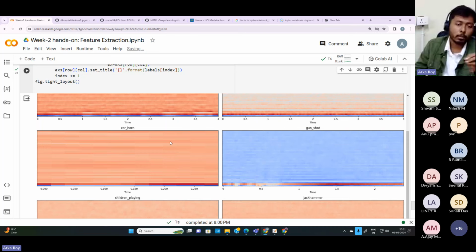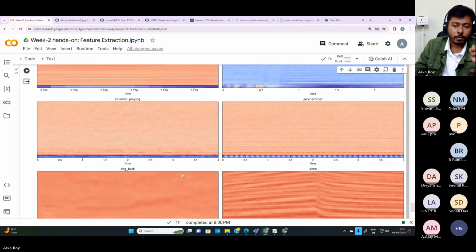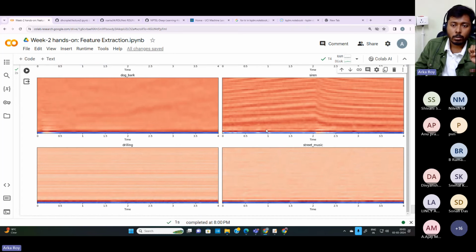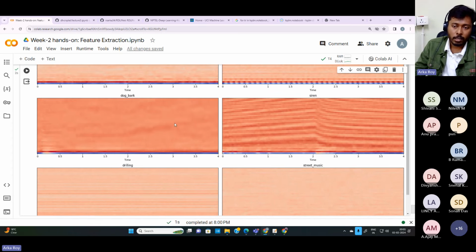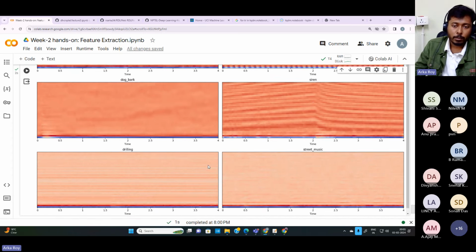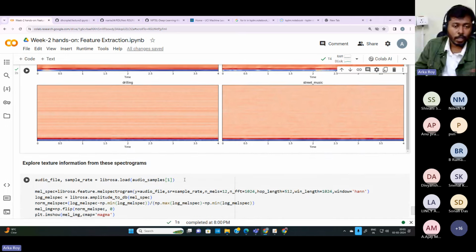That can be used as an input to those machine learning and deep learning classifiers. So for siren also, you can see there are enormous changes in contrast to the dog bark. So these can basically be used as good features.